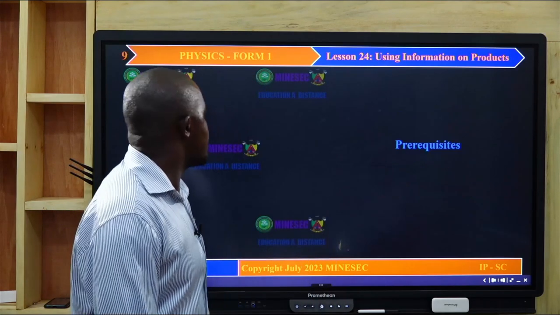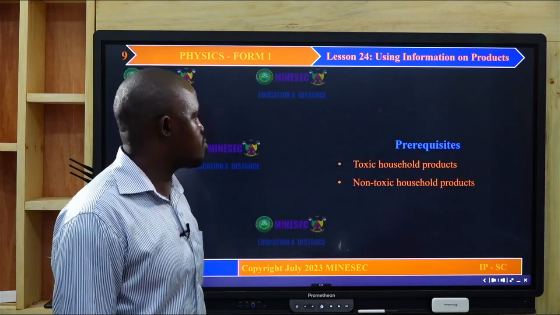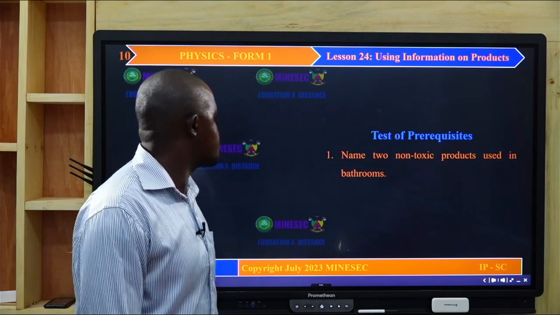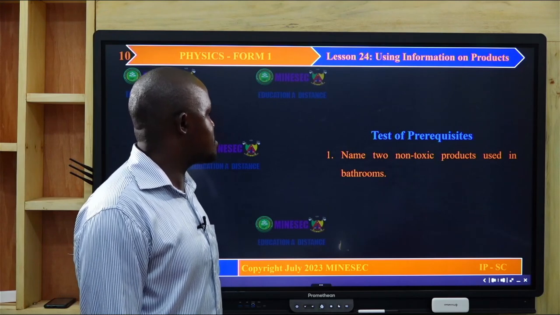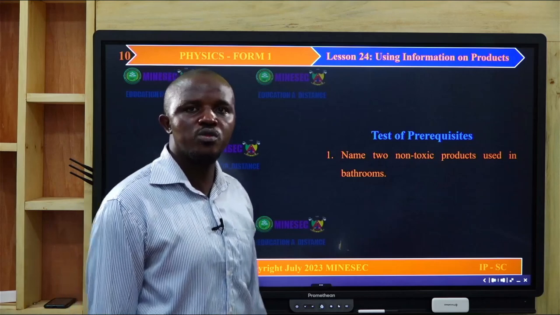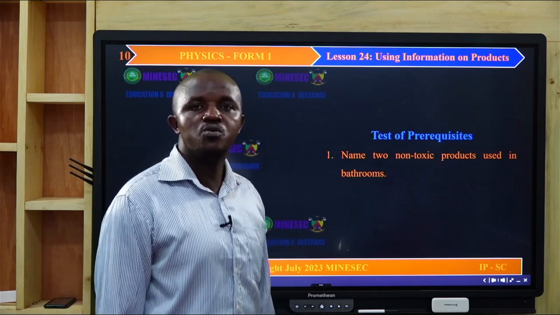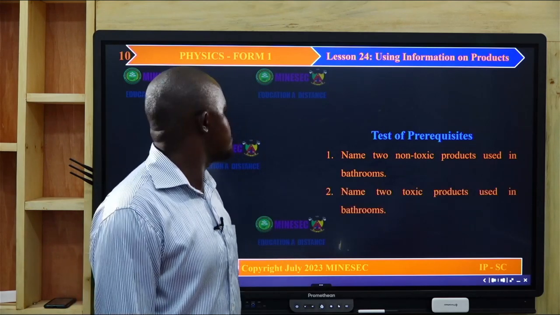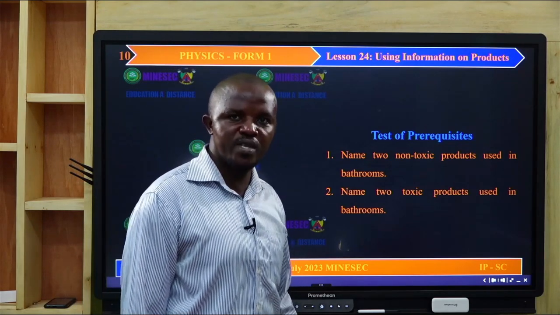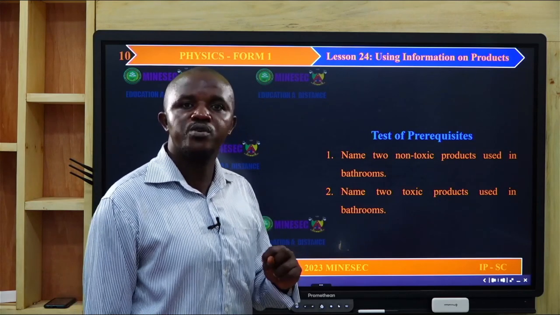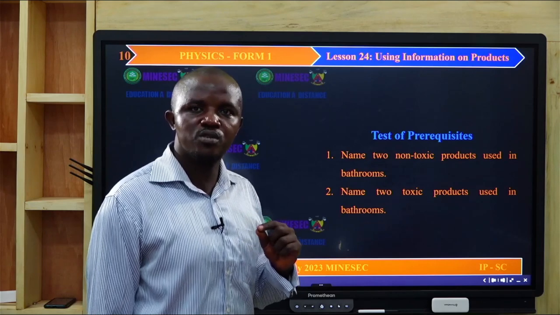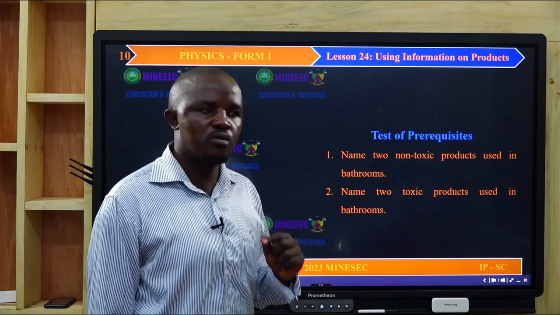Now, for the prerequisites, we have toxic household products and non-toxic household products. For the test of prerequisites, name two non-toxic products used in bathrooms. Next, name two toxic products used in bathrooms. So firstly, you are naming two non-toxic products used in bathrooms. And secondly, you are naming two toxic products used in bathrooms.